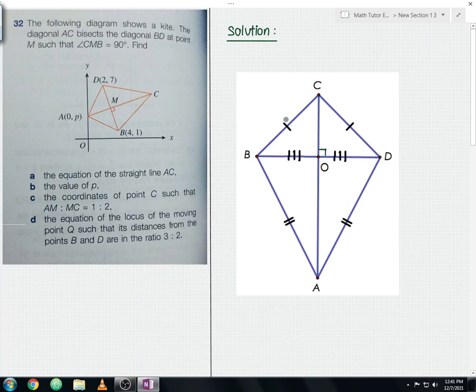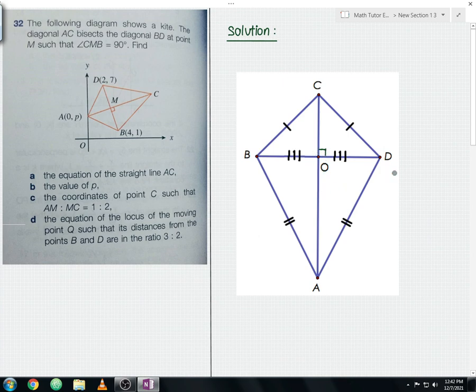As you can see here, straight line BC is equal to straight line CD, and straight line AB is equal to straight line AD. This point O acts as the midpoint for the straight line BD, so straight line BO is equal to straight line OD. And most important, straight line BD is perpendicular to straight line CA. That is why you have the 90-degree angle symbol over here, guys.